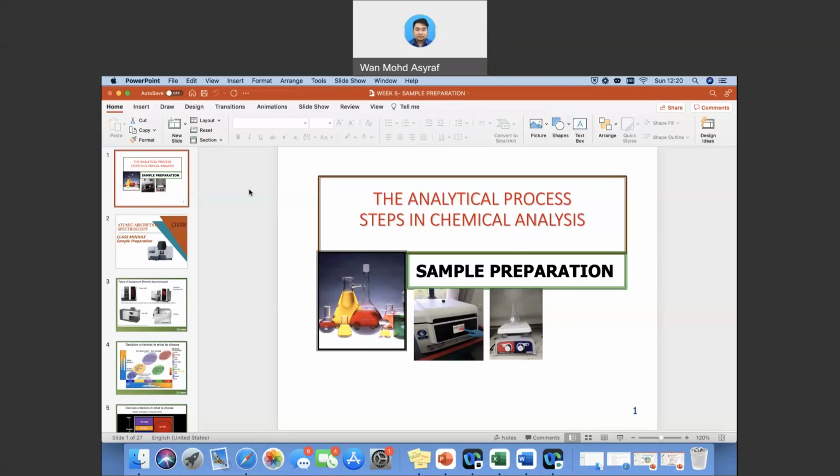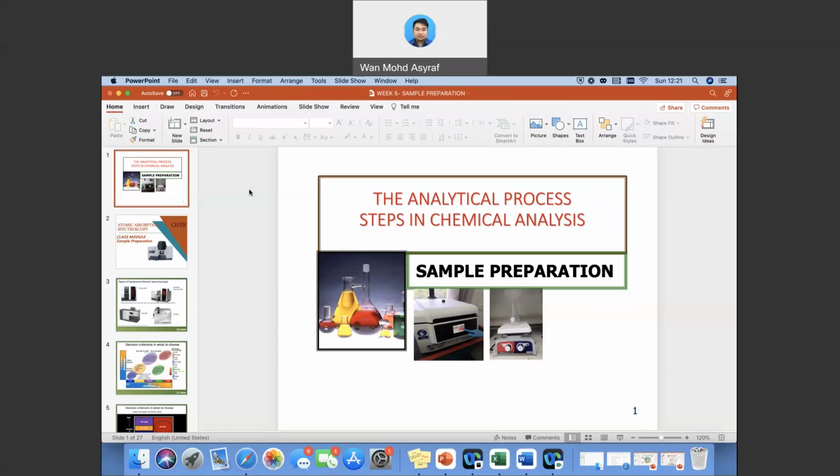So now we look at how we prepare the sample after we have done the sampling process. You still remember that during our first lecture, if I'm not mistaken, we looked into how to do the sampling process, how to preserve it, and how to store our sample prior to analysis. So now we are going to prepare the samples for the analysis by the specific spectroscopic methods.